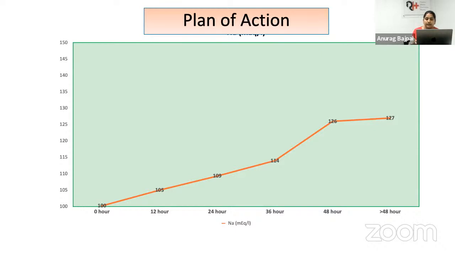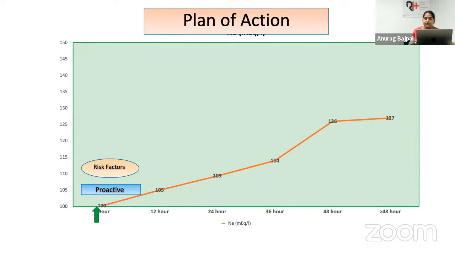We can prevent it from the beginning by following the proactive strategy. The proactive strategy is recommended in the presence of some risk factors. The risk factors are when the initial sodium is less than 105, when there is hypokalemia, when there is a malnourished patient, and when there is a chronic hyponatremia. All the risk factors were present in our patient.